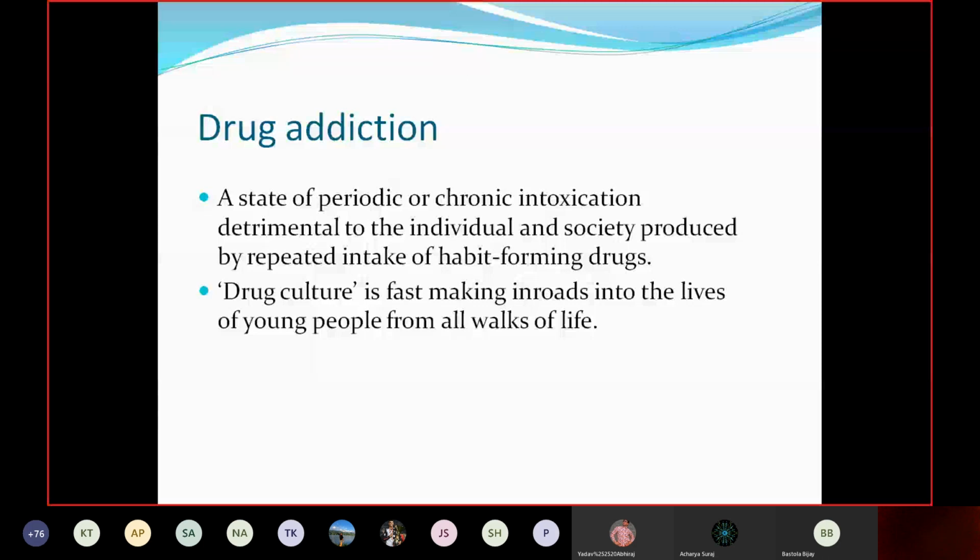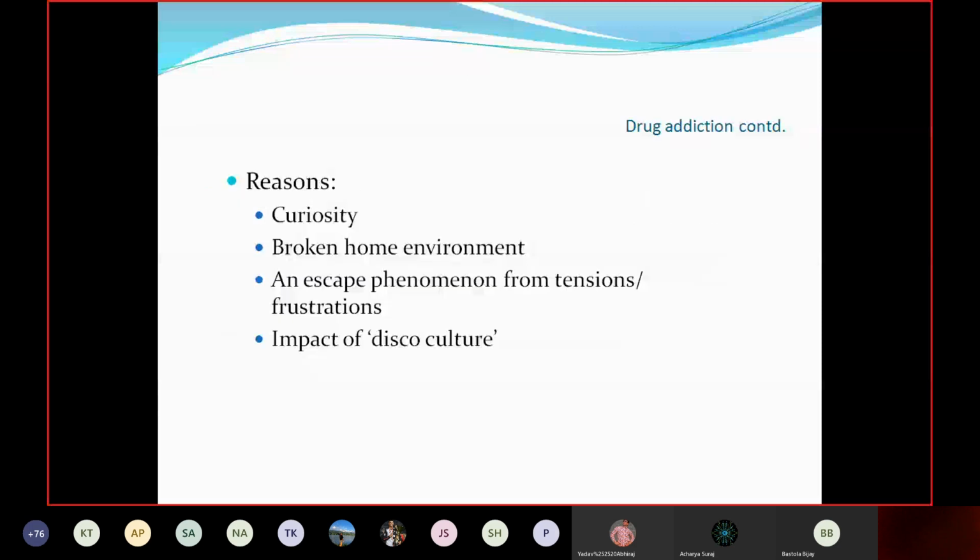Okay, so the drug culture is fast making inroads into our daily lives, and especially in youth. The reason given for drug dependence, from a social science perspective, is why people do drug abuse: they start with curiosity, the natural tendency to experiment with drugs. That is the first one, and the other is a disturbed home environment.